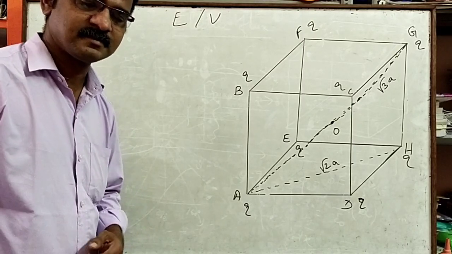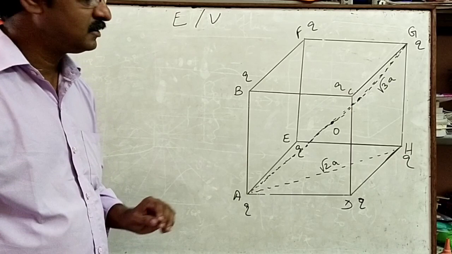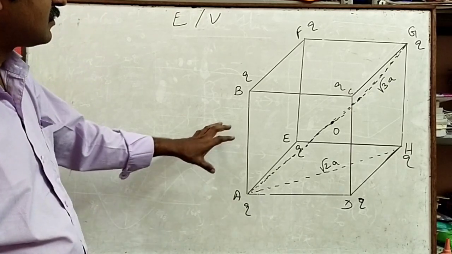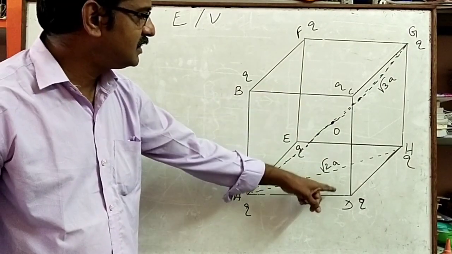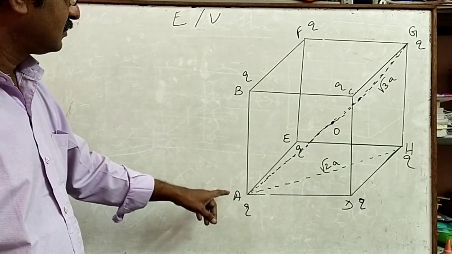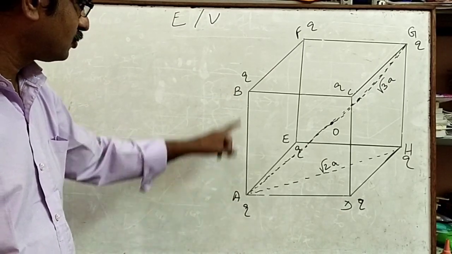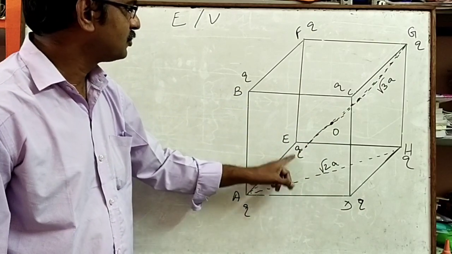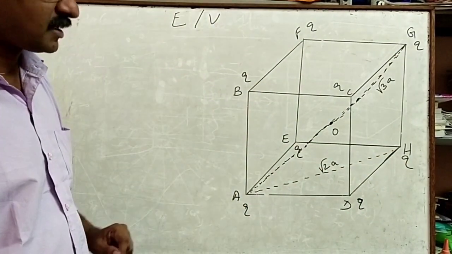Hello students, now let us discuss one problem based on electric field and electric potential. Imagine a cube like this, with A, B, C, D, E, F, G, H as the 8 corners, and at all the 8 corners charge Q is there. 8 Q charges are there.